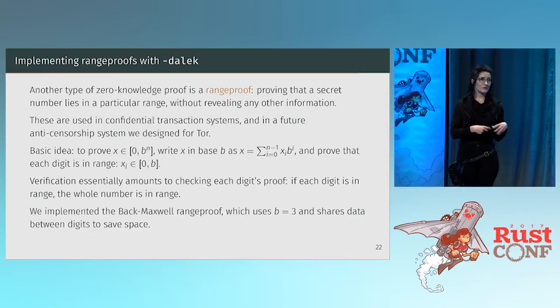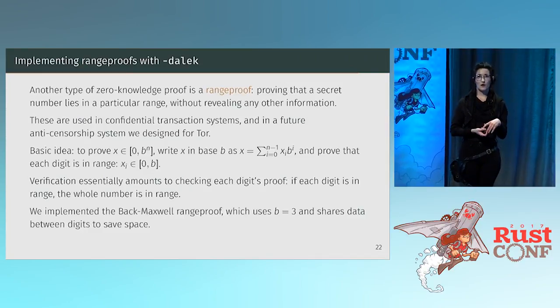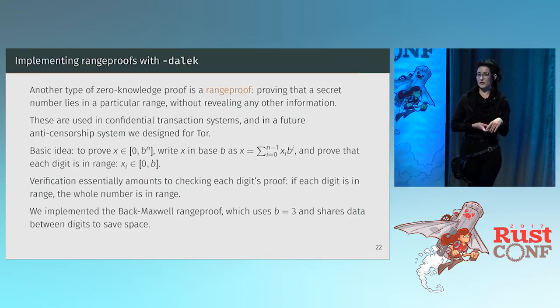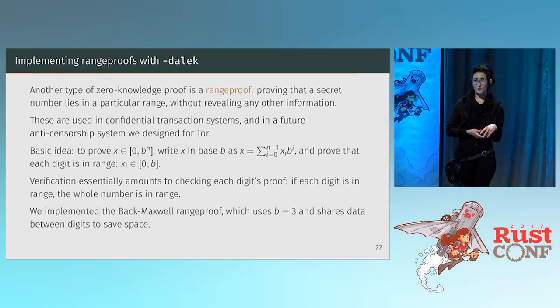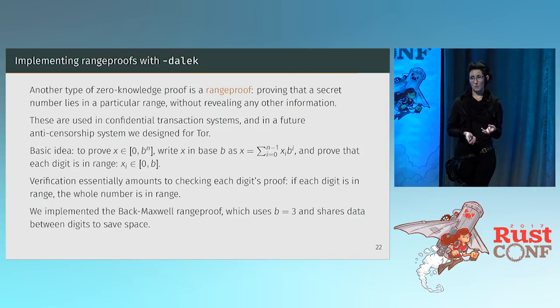We implemented a recent construction due to Back and Maxwell, which determined that if you do Borromean ring signatures over a ternary system, you can share data between the digits, and this ends up being a lot more efficient.